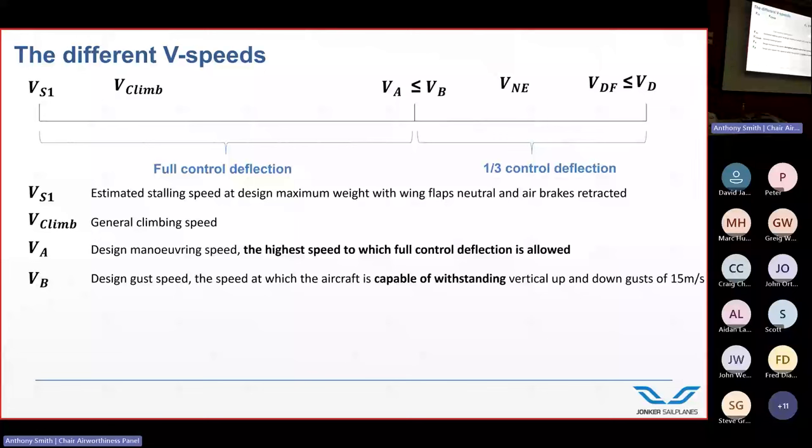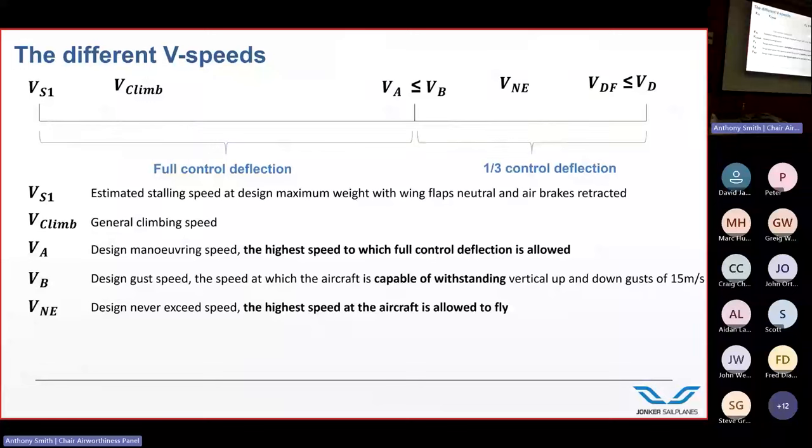So we can determine that VB, the gust load speed, is, for example, 100 knots or 120 knots. And we can select VA, the yellow line, to start also at 120 knots, or we can select it a little bit lower. So conservatively, we can select it lower if you wish to, but you might not select it higher. And then VNE, that's the red one we talked about.